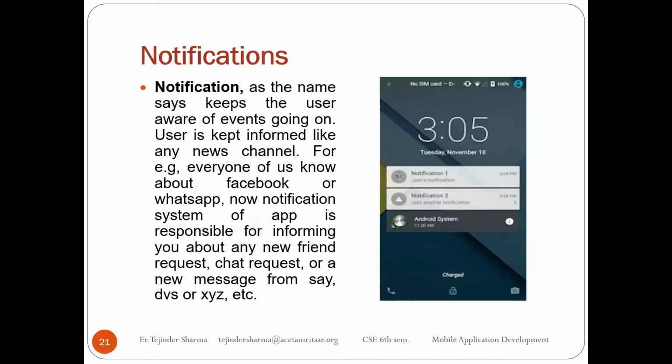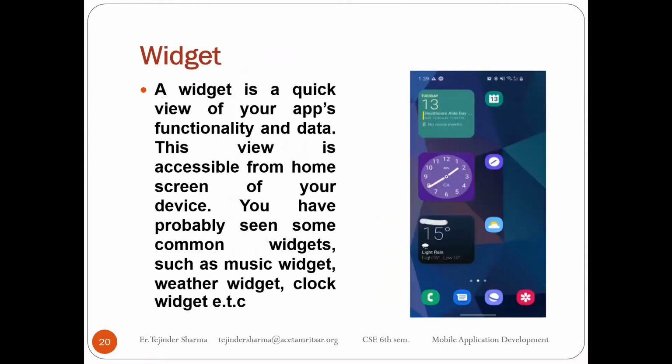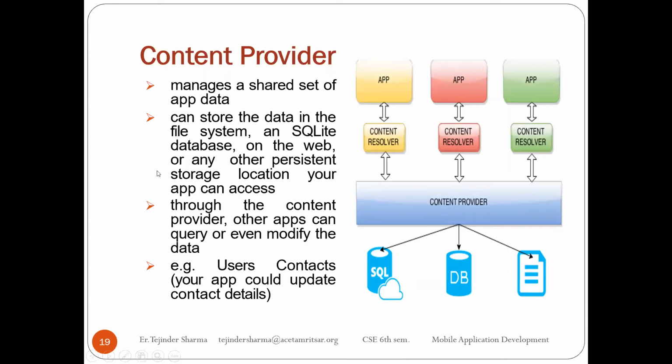And notification, as the name says, keeps the user aware of the events which are going on. So he is informed, like any news which is flashing on the news channel right now. Facebook notifications are there. If some friend of yours has sent a new friend request, then the notification will come to you. If new messages are coming on WhatsApp, then the notification will come to you. So any new message which is coming in and around your environment is given to you by the notification itself. Fine. So I want to give a little bit more detail on this part of the content provider.